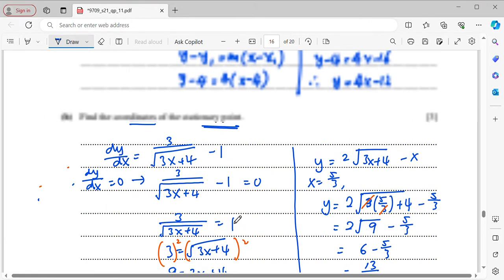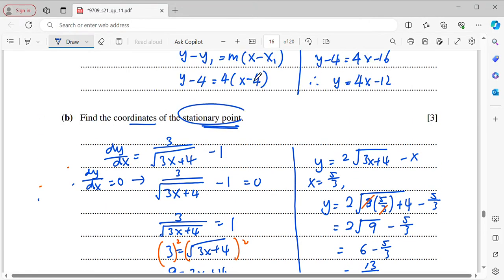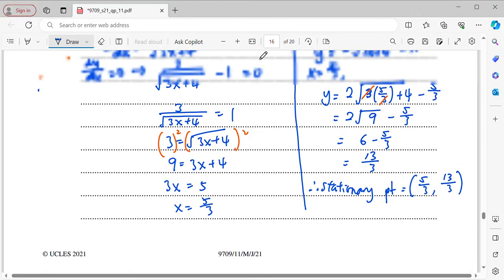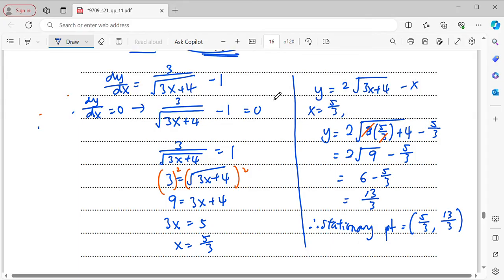Okay, so which means we have found the stationary point. So the stationary point with coordinates 5 over 3 and 13 over 3. So that's the solution of this question.